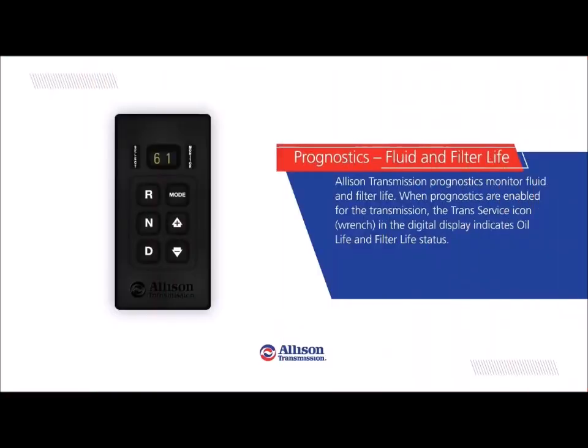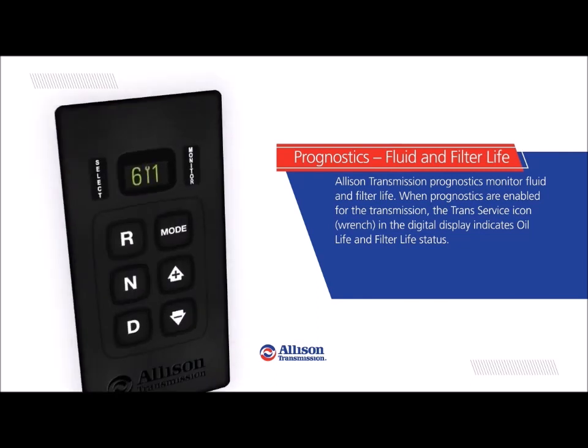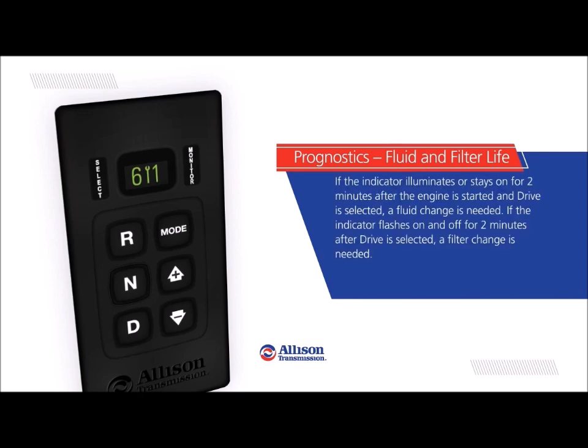Prognostics, fluid and filter life. Allison Transmission Prognostics monitor fluid and filter life. When prognostics are enabled for the transmission, the trans service icon, a wrench, in the digital display indicates oil life and filter life status. If the indicator illuminates or stays on for 2 minutes after the engine is started and drive is selected, a fluid change is needed. If the indicator flashes on and off for 2 minutes after drive is selected, a filter change is needed.